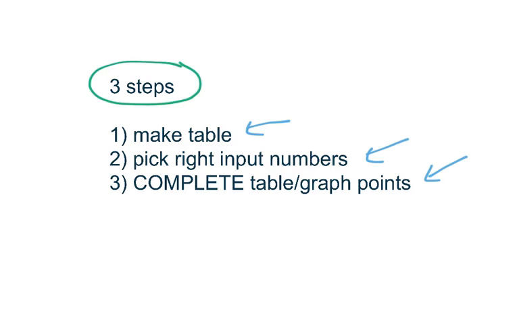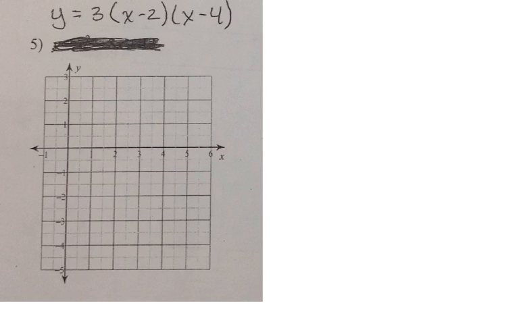So pause the video again if you want to jot this down, if you're making notes or whatever. Okay? So you'll notice every time we're going to make a table, pick the right points, complete the table, graph the points. We should be done. Okay? So let's go ahead and start with this one here. Number 5, that was on the worksheet. Now this again is intercept form.